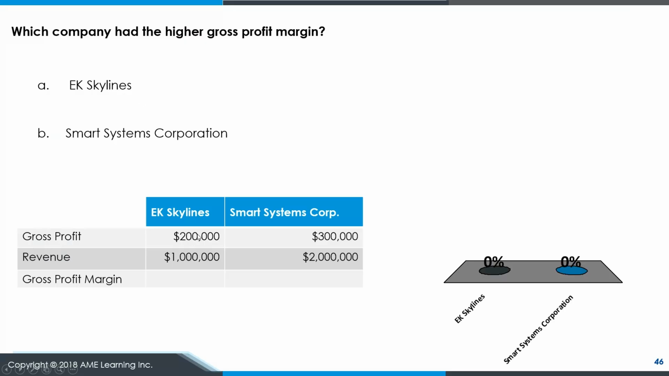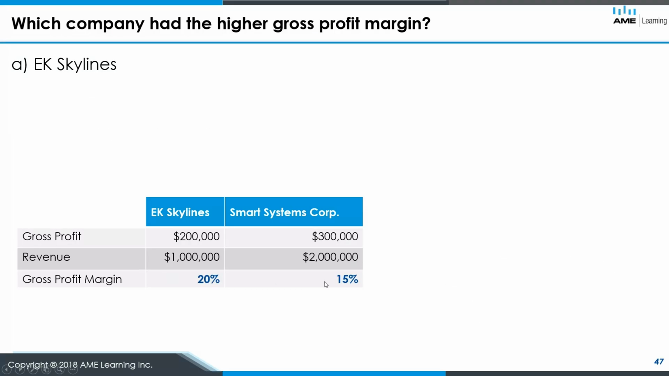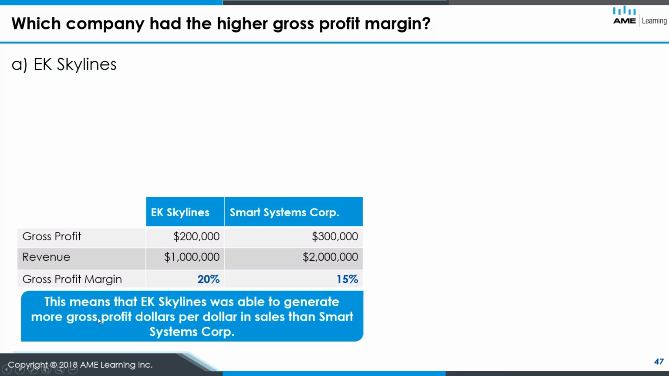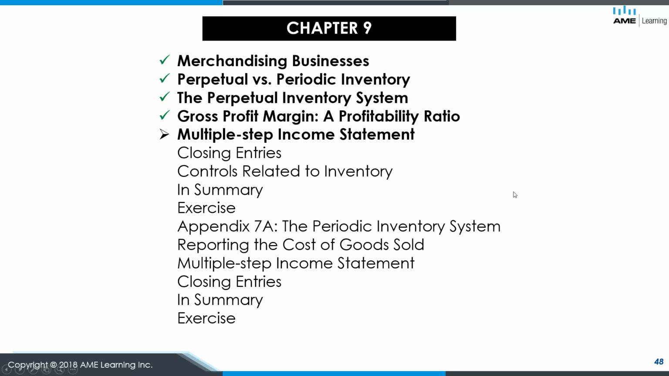So here, this just requires us to do a little bit of math, and so we would have to take our gross profit divided by revenue. So here you can see on $1 million, we're keeping 200,000. So is that 20%? And then here we're keeping 300,000 on 2 million. And so 20% versus 15%, I'm just dividing these out. And so we're generating more gross profit dollars per sales dollar here for the EK Skyline. So that's favorable. You want to keep as much profit as you can, as a business, basically, right?